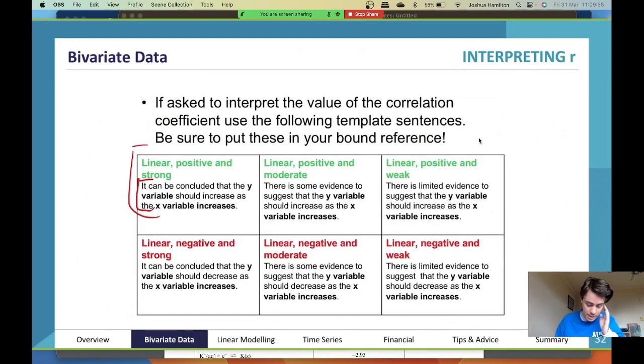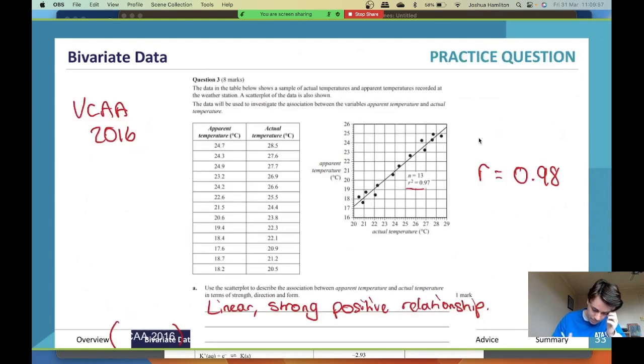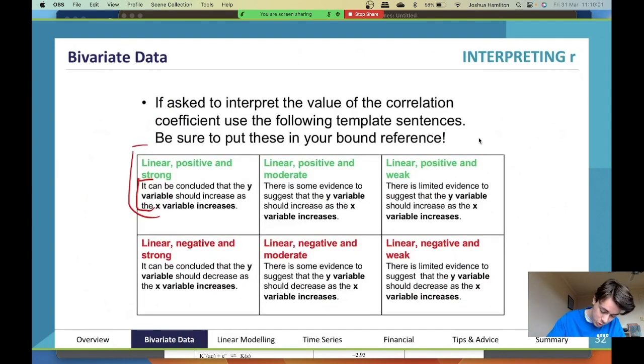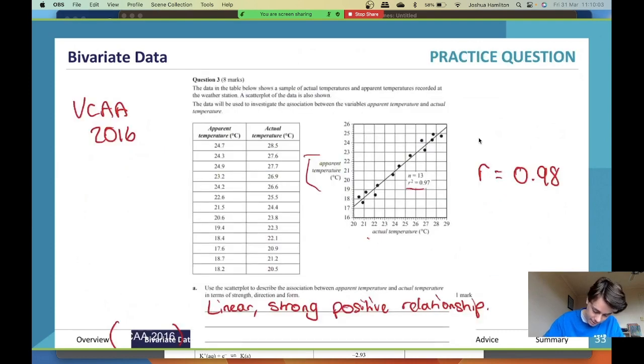And I'd say, it can be concluded that the Y variable, the apparent temperature, should increase as the actual temperature increases. So I've given a little bit of context to both. That's really important. So you'd put that in these lines here. It may not be worth a mark, but for completion's sake, it looks a lot better on your page.